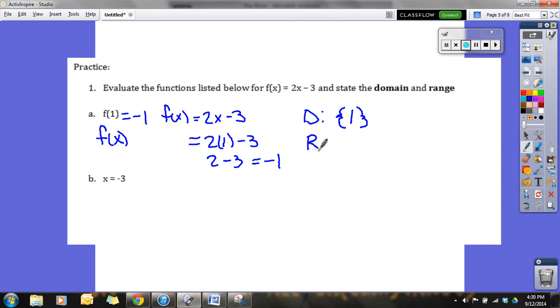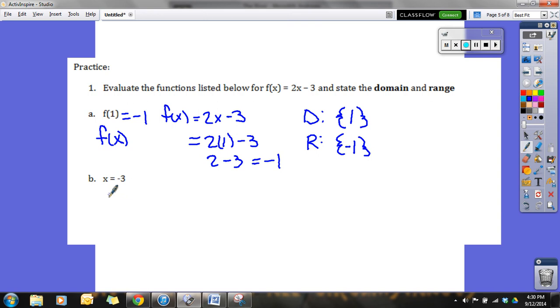We're also going to list the range. Domain is x values, so range has to be y values. And when we plugged 1 into our equation, we got negative 1 as our output. So the range, and my brackets are terrible, don't make fun of me. The only element in our range for this problem is negative 1.